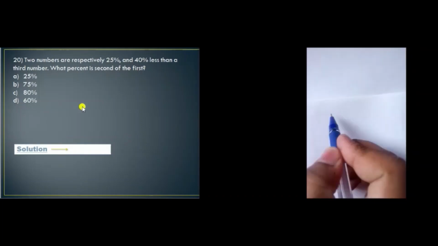So these are some of the numericals that we have seen from the topic of percentages.